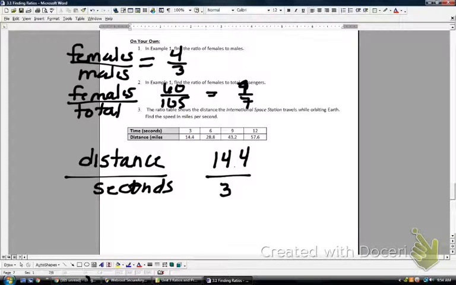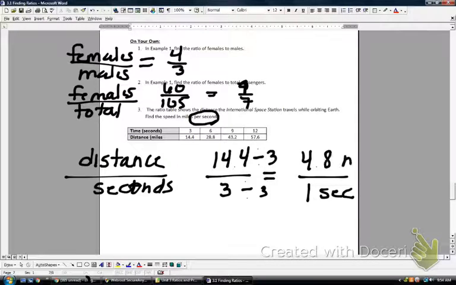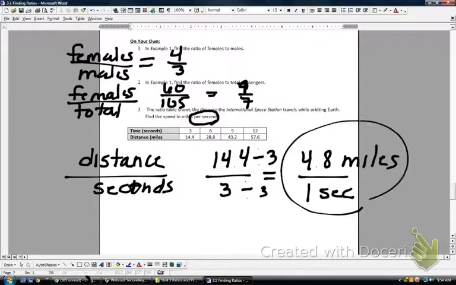But when we're talking about the speed in miles per second, it's already telling you that it wants a unit rate because it wants it in 1 second. So I'm going to divide the bottom by 3 to get 1, which means I have to divide the top by 3. 14.4 divided by 3 is 4.8 miles per second. And again, it shouldn't matter which one you use in the table, you should get 4.8 miles per second. If this does not make sense to you, we have one more example. Let's do our last example.